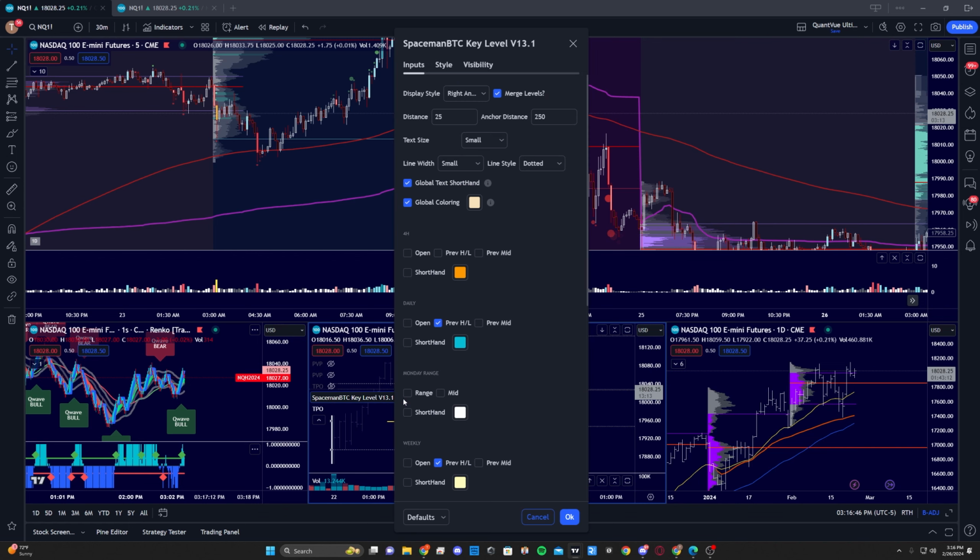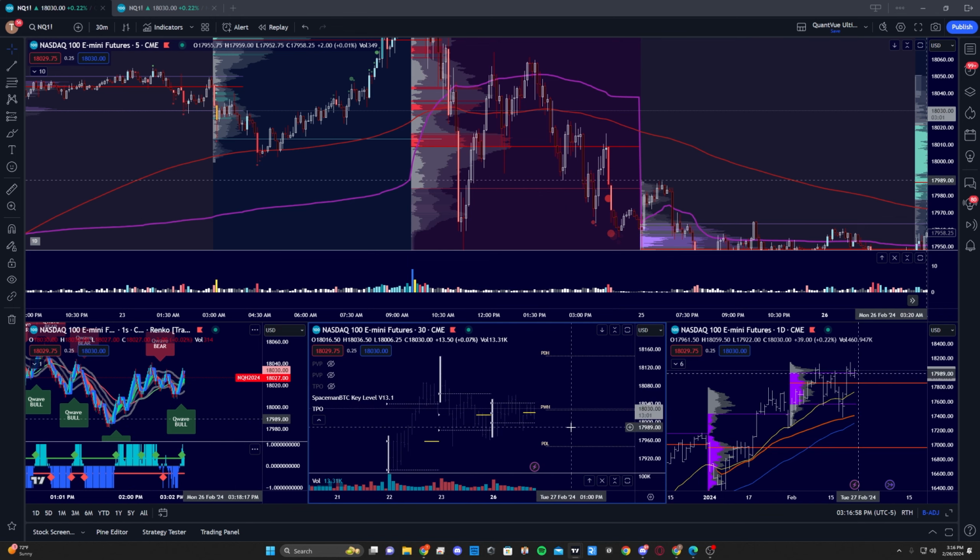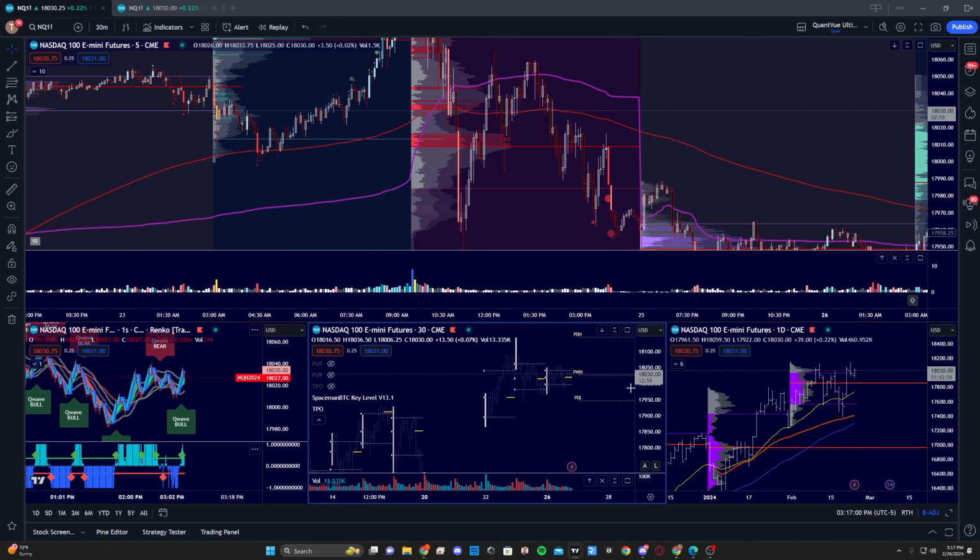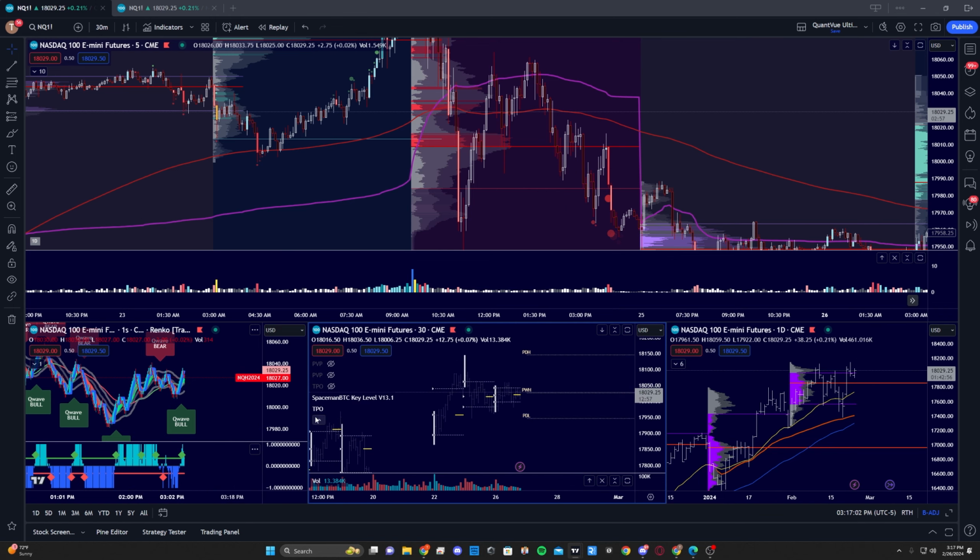Next, not going to go over this too much, but this is just going to be the spaceman key levels. Really this is just showing you the previous day's highs and lows and the previous week's highs and lows, because those can end up being key levels a lot of times, especially on the weekly.